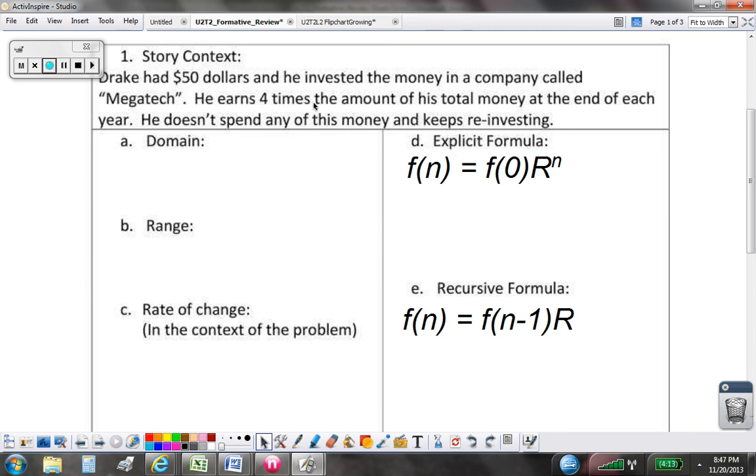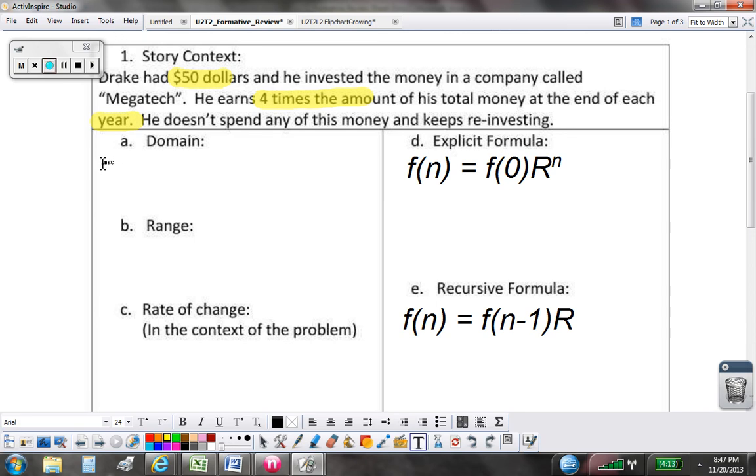He earns 4 times the amount of his total. Okay, so that sounds important to highlight. $50 and 4 times the amount of his total at the end of each year. Okay, he doesn't spend any of his money and keeps reinvesting. So let's start with the domain.